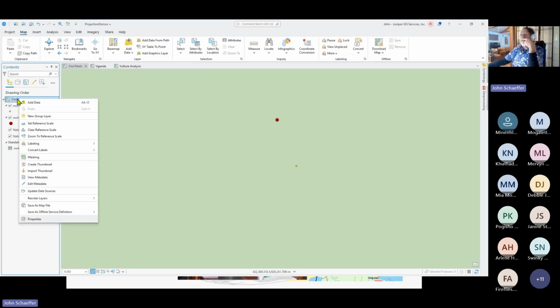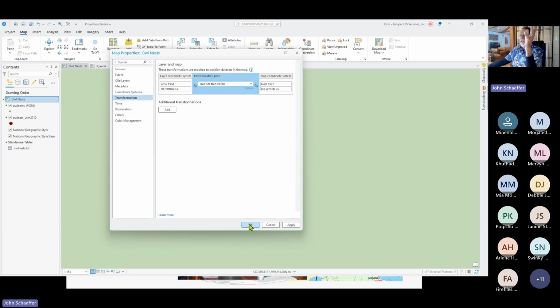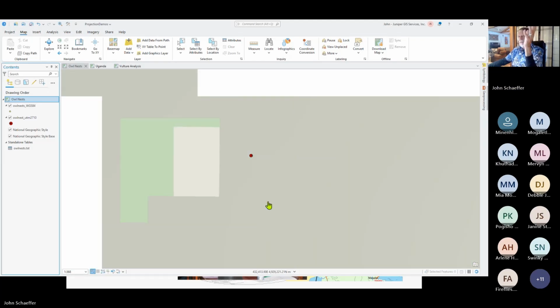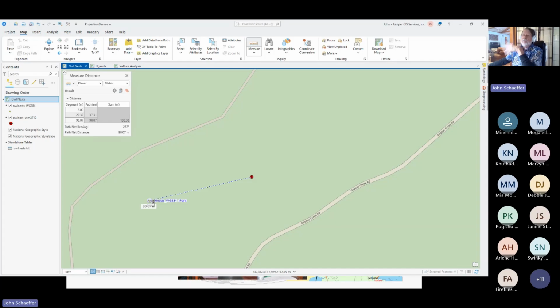So let's go back to Properties again. Let's just try this, and we'll say, do not transform. We'll say, okay. And let's zoom out a little bit. There we are. So now we have the WGS 84 point. It's actually in a different direction, but let's go and measure the distance. And now it's 98.07. Okay. So now it's about what I would have expected.